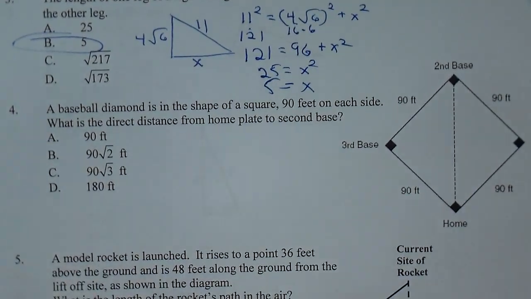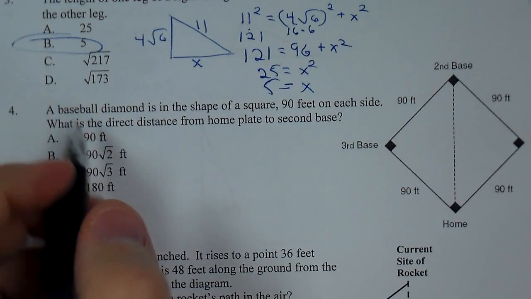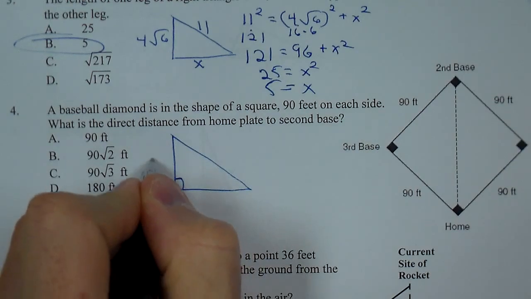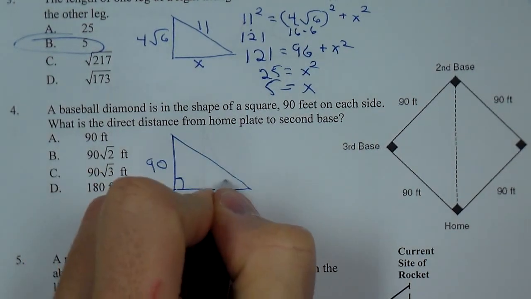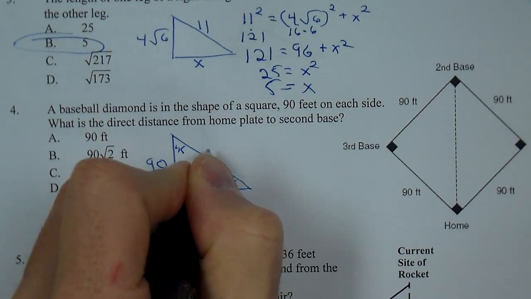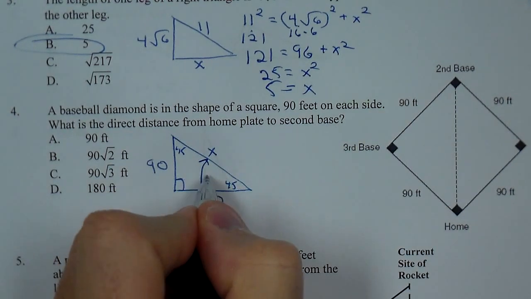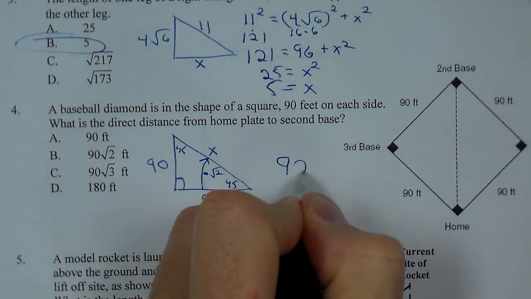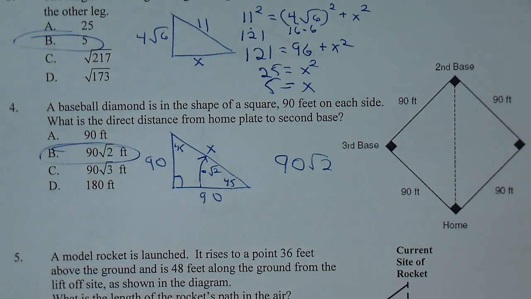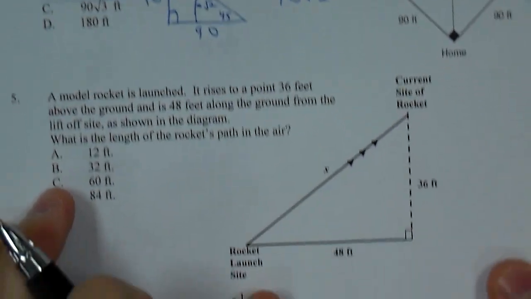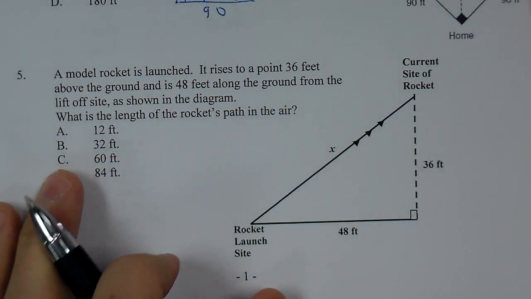For number 4, we have a baseball diamond is a square, 90 feet on each side. We need the direct distance from home plate to second base. Now this, at first, almost looks like a Pythagorean theorem problem, which it would work for. But since this is a 45, 45, 90 triangle, you can actually use your 45, 45, 90 rule, which says from the leg to hypotenuse, we multiply by root 2, and it comes out to be 90 root 2. It's better to know the 45, 45, 90 rule instead of having to rely on Pythagorean theorem here. And most of the special right triangle problems, you got to know the rule. Pythagorean theorem won't work.